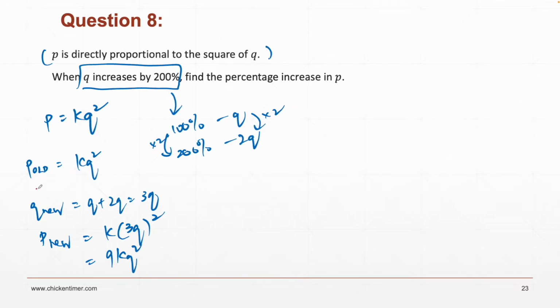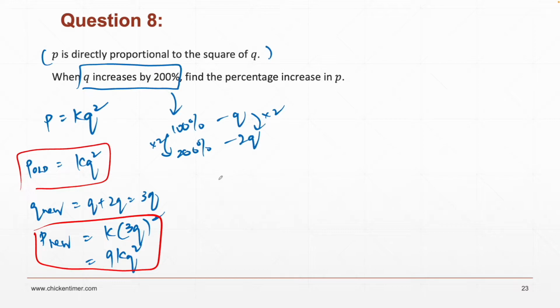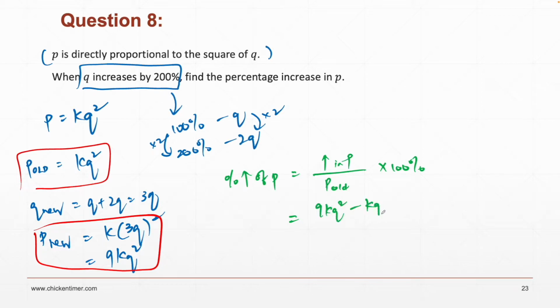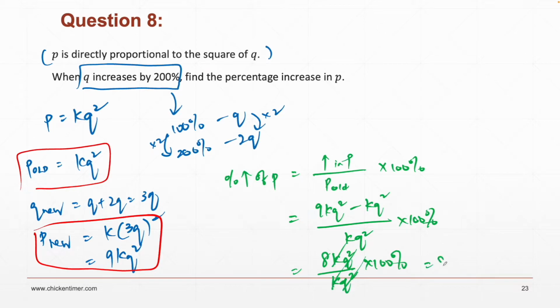So you can see P old and P new. Then they say find the percentage increase of P. In order to find this, you will have to find the increase in P divided by the old P times 100%. The increase in P will be just the new P minus the old P. So it's 9kQ squared minus kQ squared, over the old P, which is kQ squared, times 100. Then I can cancel out the k and the Q squared. So I get 800%.